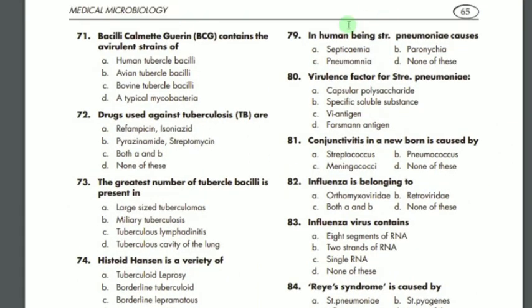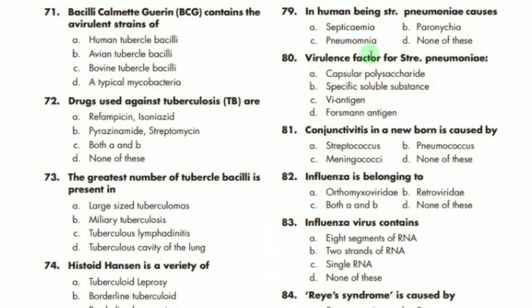79 MCQ says that in human beings Streptococcus pneumoniae is mostly caused by, it mostly causes pneumonia. C is the correct option. Last MCQ, which is not the least, says the virulence factor of Streptococcus pneumoniae. For Streptococcus pneumoniae, the virulence factor is the capsular polysaccharide. A is the correct option.